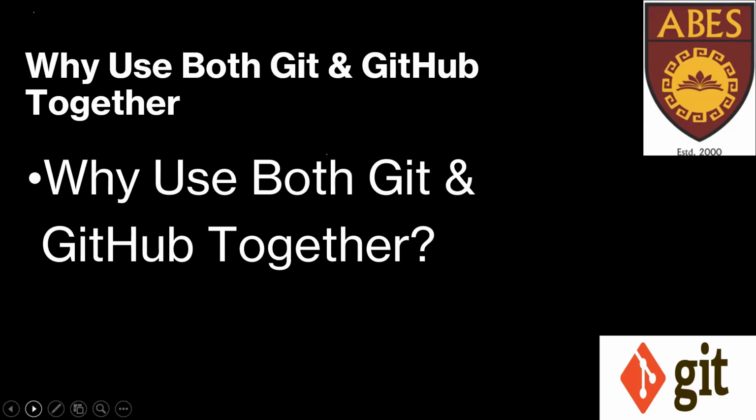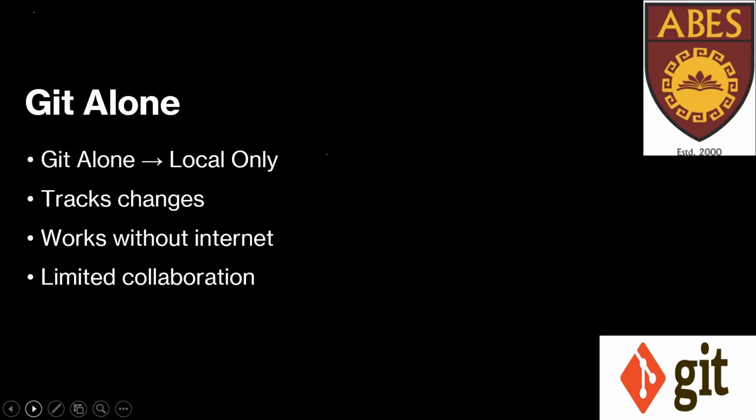Now, the question arises, why use both Git and GitHub together? When you use Git alone, it means local only. Local only means you can track changes in your files, in your folders, in your directory, in your repository in local mode, meaning in your system only, but can't collaborate easily in online mode.